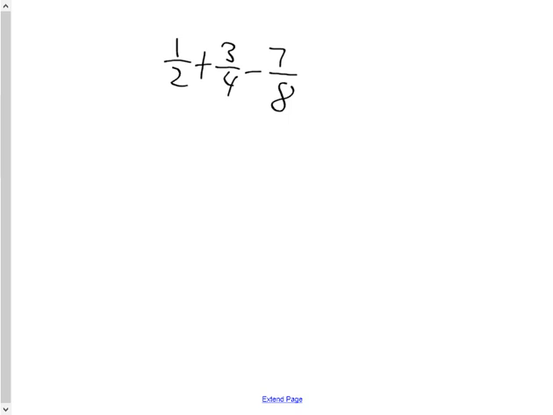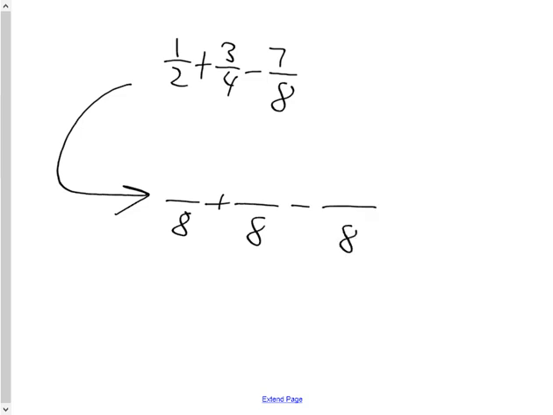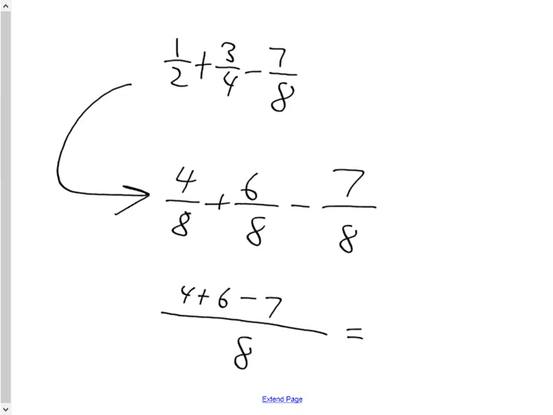Here we have a BEDMAS question with addition and subtraction. We know that we're supposed to do addition and subtraction in the order they appear from left to right. But what we're going to do is first change this entire thing to equivalent fractions with the same denominator. So I'm going to use 8 as my denominator. Last one's not going to change. 1/2 is equal to 4/8, 3/4 is equal to 6/8, and 7/8 stays the same. Now that your denominator is the same, and you're adding and subtracting only, I'm going to keep the denominator and add and subtract the numerators. 4 plus 6 is 10, and 10 minus 7 is 3. So your final solution to this question is 3/8.